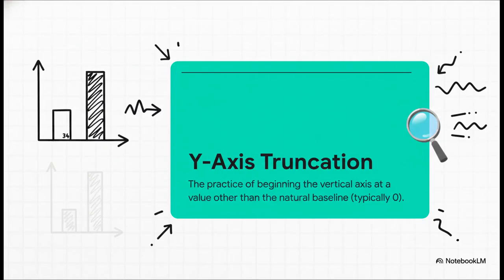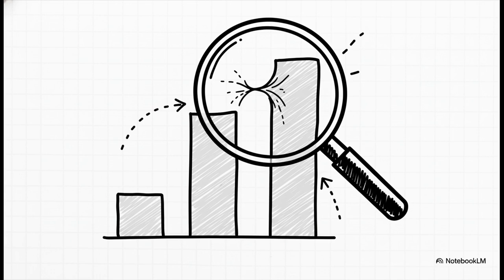It's called y-axis truncation. Now that sounds kind of technical, but it's super simple. All it means is that instead of starting the vertical measurement at 0, the creator of the graph starts it at some higher number. You know, like in that tax chart we just saw, the axis didn't start at 0, it started way up at 34. And the result is simple, but in a sneaky way, brilliant. It takes what might be a pretty small or modest difference and visually just blows it completely out of proportion.